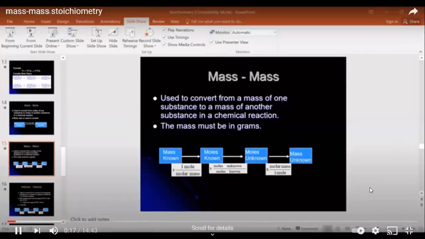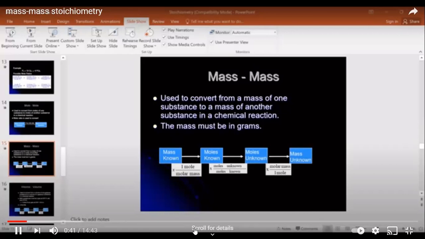Okay, the middle of this flowchart I asked you to do on the whole page. The middle of this flowchart is what we did yesterday with the moles known to moles unknown. To get from moles known to moles unknown, we multiply by the mole ratio. Okay, so the middle is what we've done. Independently, without putting it all together, we've also done mass known to moles known.